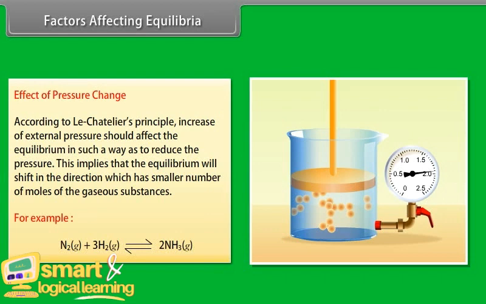if we increase the pressure, the volume occupied by the system decreases and the number of molecules per unit volume increases. This effect can be counterbalanced if the equilibrium shifts in a direction involving a smaller number of moles. So, an increase in pressure in this case will favor the forward reaction.